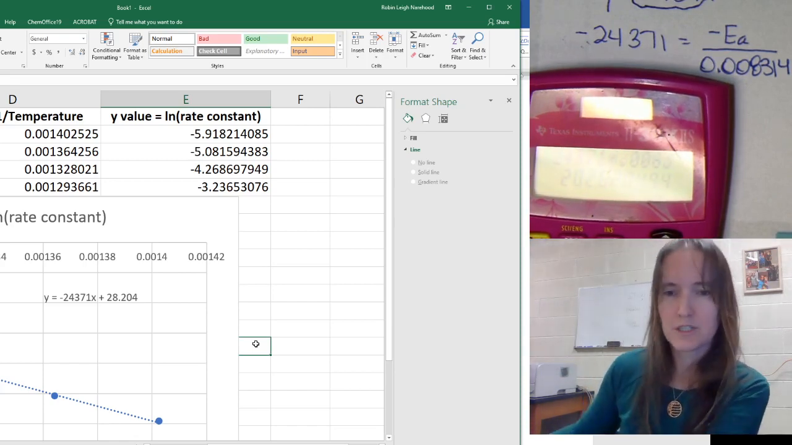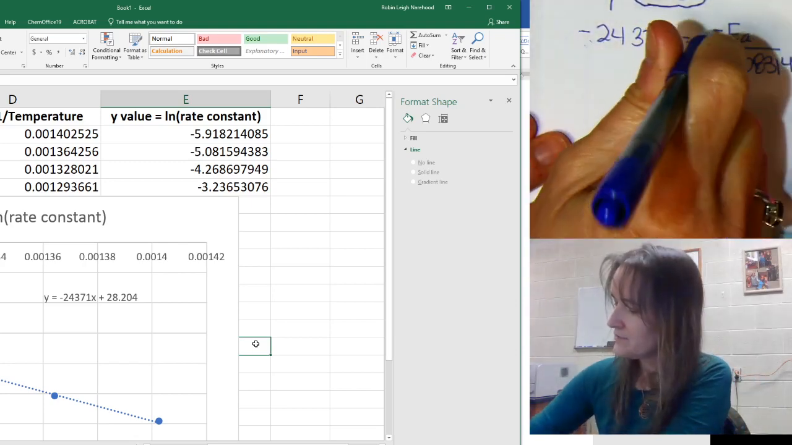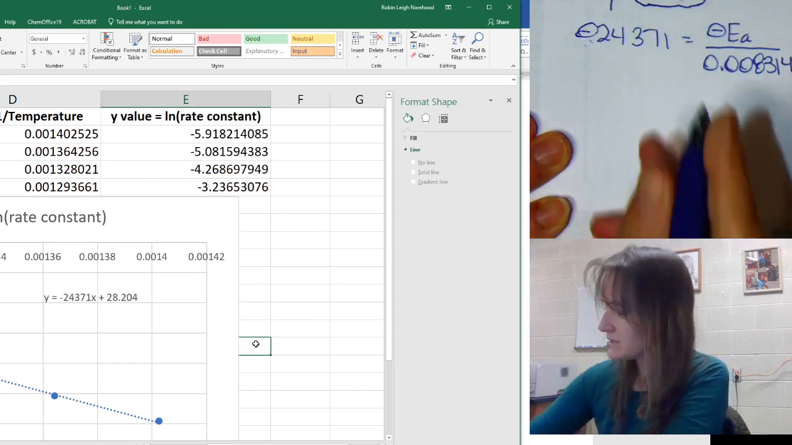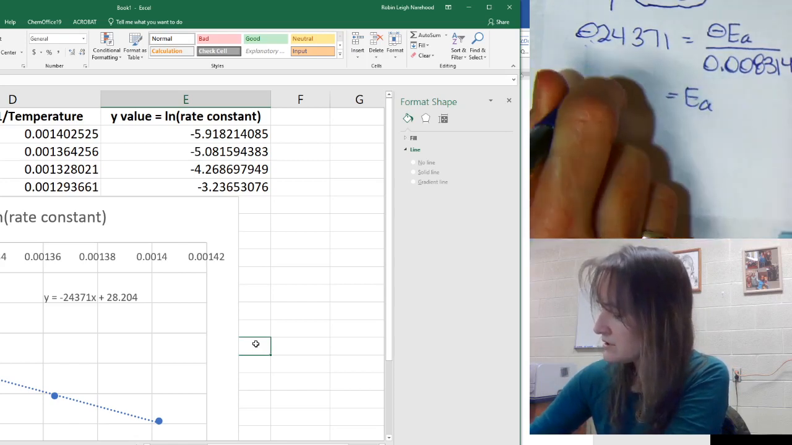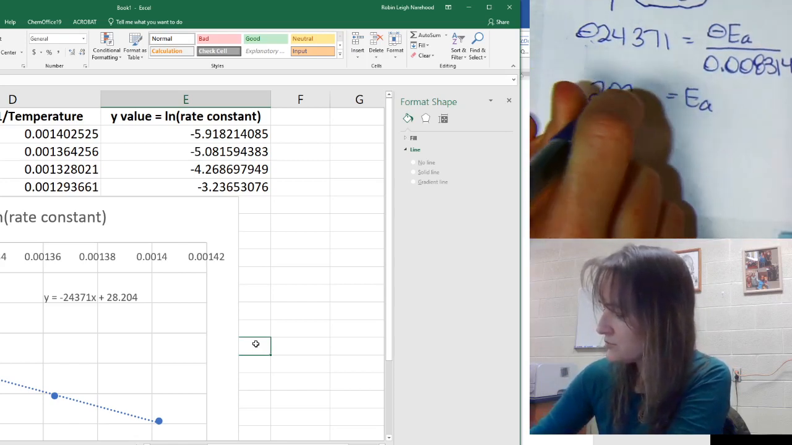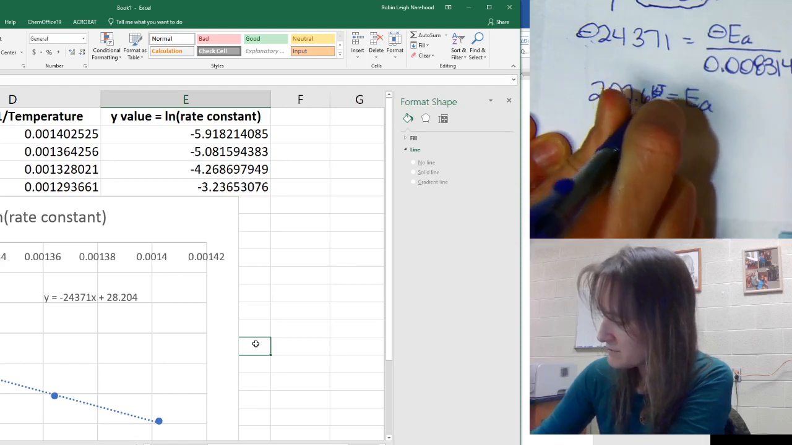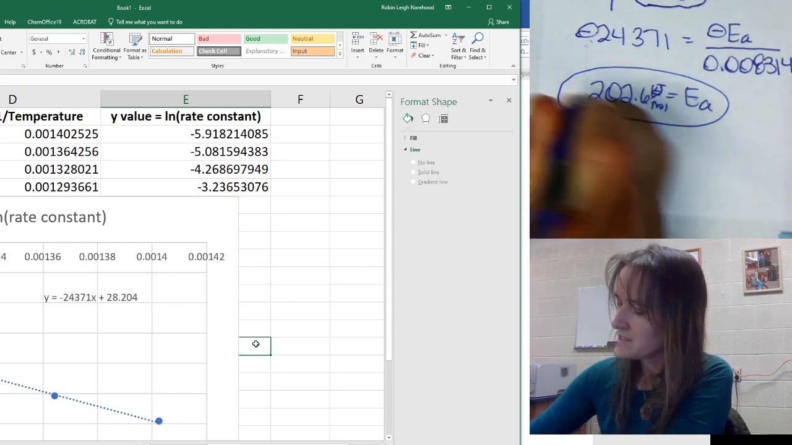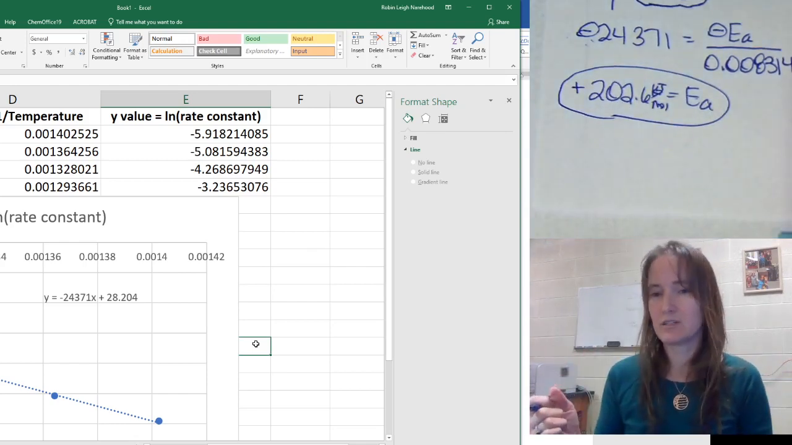You get 202.6. The negatives cancel because you divide by a negative and you get a positive. So the activation energy is equal to 202.6, and the units would be kilojoules per mole because that comes from the gas constant. This is a positive value, positive activation energy.